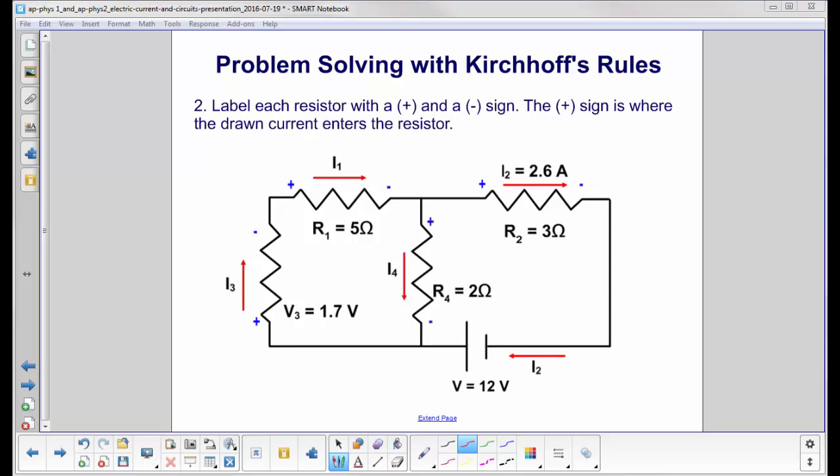Now this step you have no freedom on. If you've already drawn the current, which we have in step 1, we have to label each resistor with a positive and a minus sign. The positive sign has to be where the current enters the resistor. So there's a positive, there's a positive. Then for this one, this would be a positive for resistor 4. And here is resistor 2. And then, of course, you will have negatives on the other side of the resistor. So far, so good.